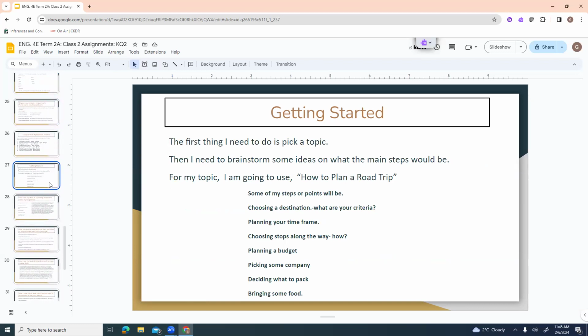Okay, first thing I need to do, pick a topic. Then I need to brainstorm some ideas on what the main steps would be. For my topic, I'm going to use how to plan a road trip. And I'm just going to kind of demo this. We probably will run out of time, but that's okay.